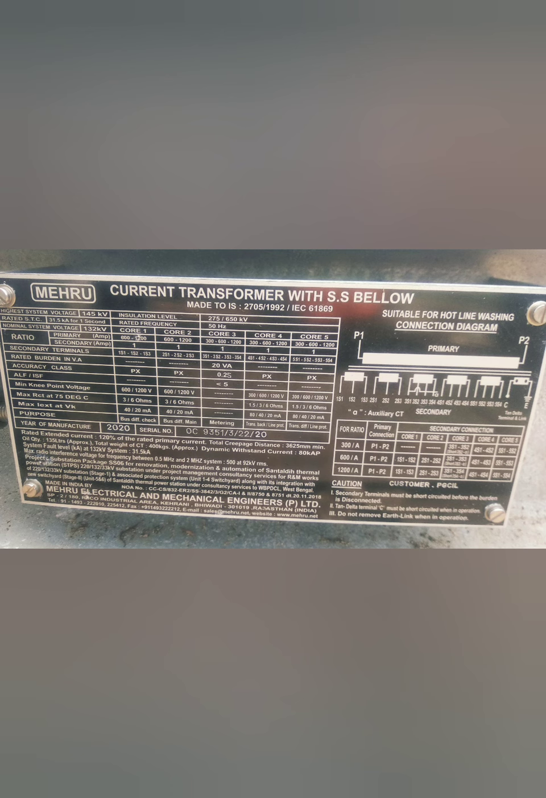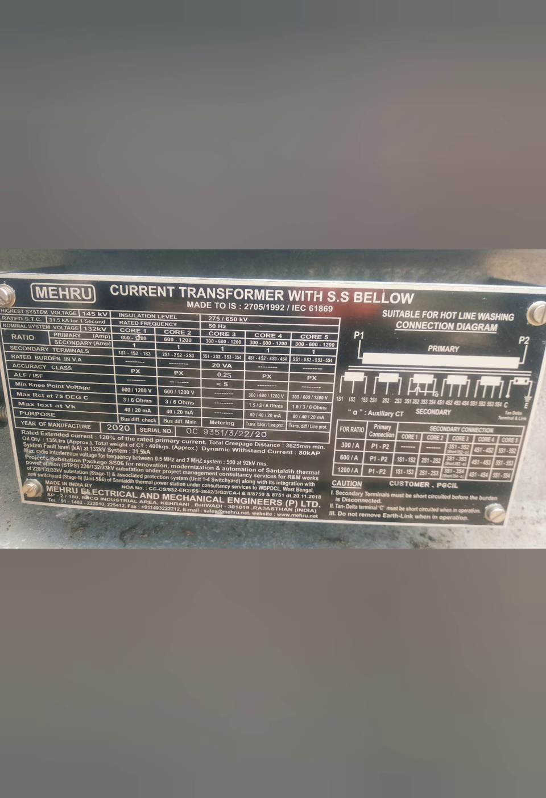Then the accuracy class is also mentioned. The first two cores are PS class, which means protection special class. Then the third one is metering, 0.2S, as it is mentioned. Then the fourth one is PS class, and the fifth one is also PS class.